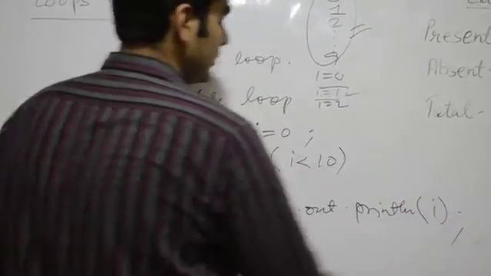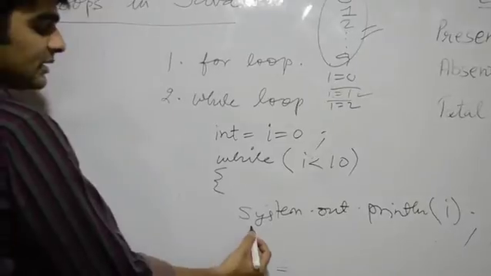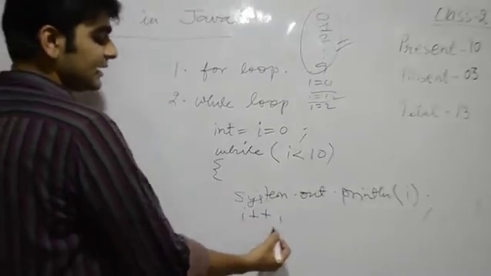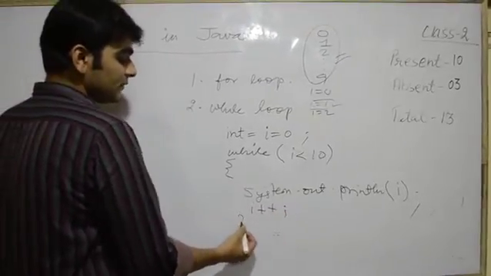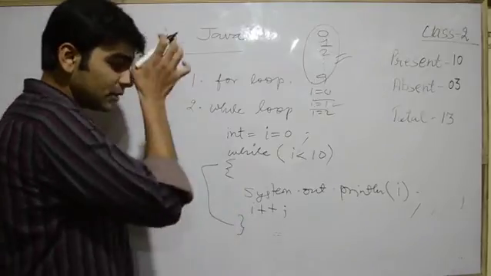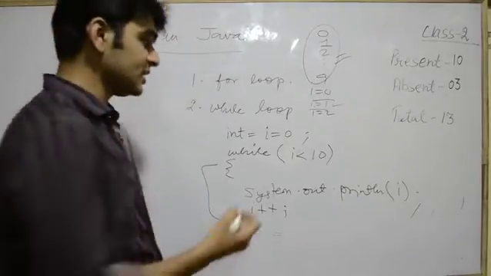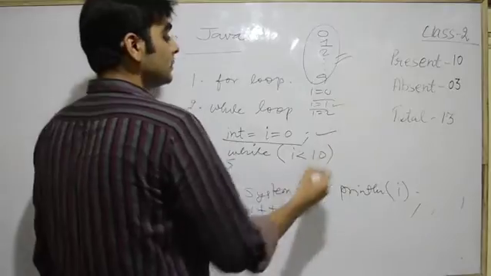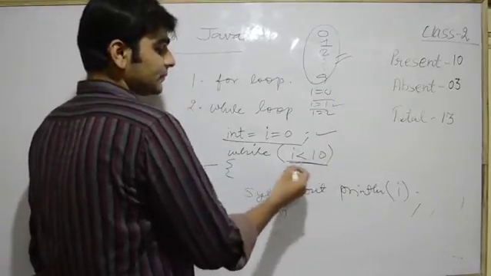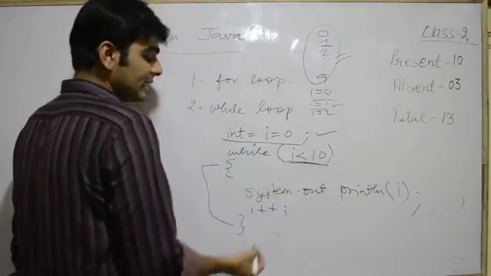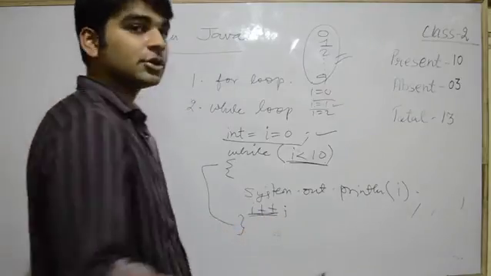i. Then we increase or decrease the value of the variable inside the body of the while loop. Then we close the while loop. This is the body of the while loop. That means initialization happens outside the while loop, the condition is in front of the while, and increment and decrement happen inside the body of the while loop.